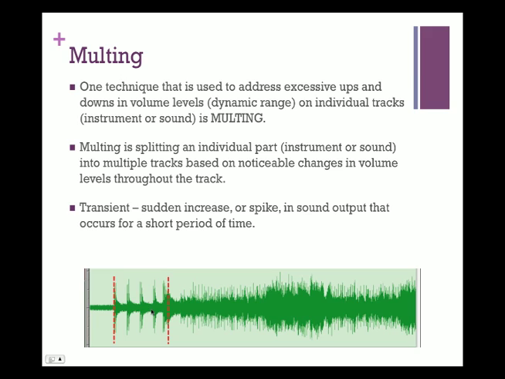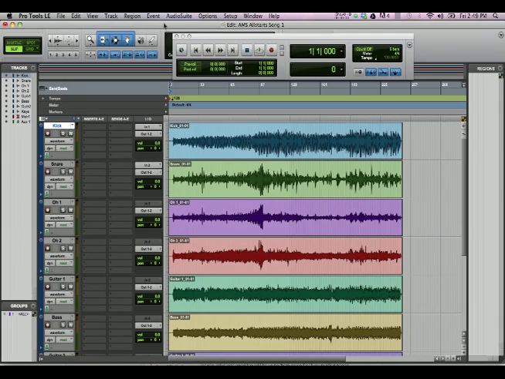All right, so multing would allow us, if you look at these dashes here, to take the sections of the song that really appear to be unique in their own way, split them, and basically put them on their own tracks. And this gives you the advantage of being able to have consistency because you can control the volume of these individual components on their own. So now we're going to take a look at multing in practice via Pro Tools.